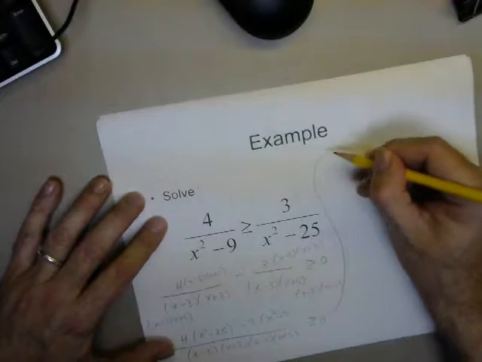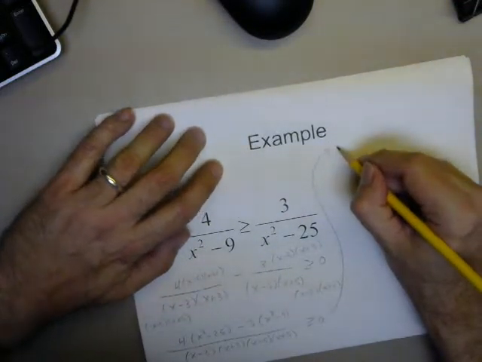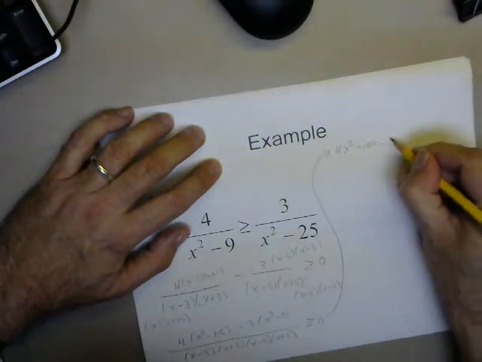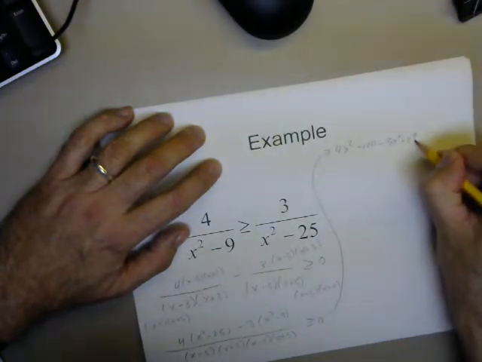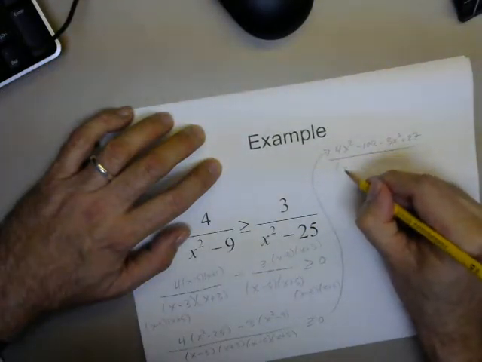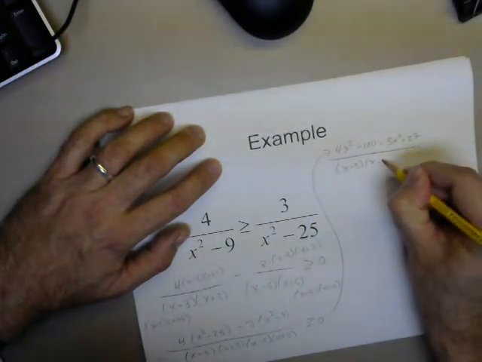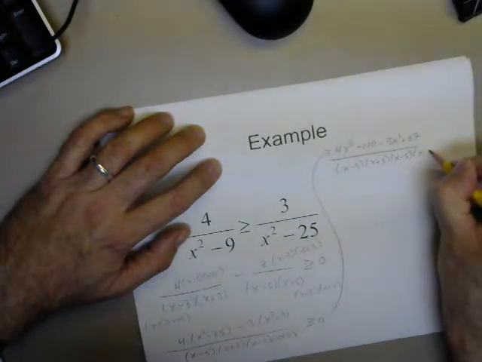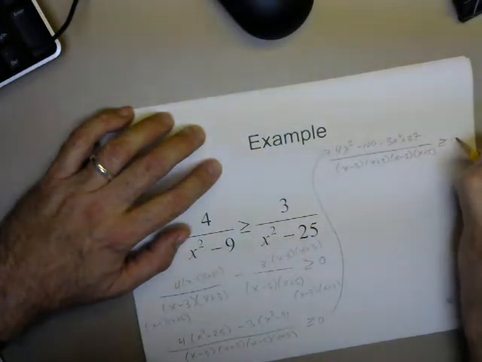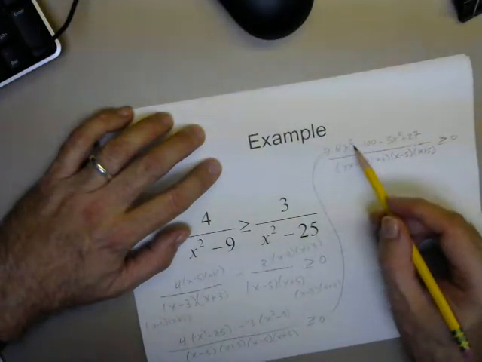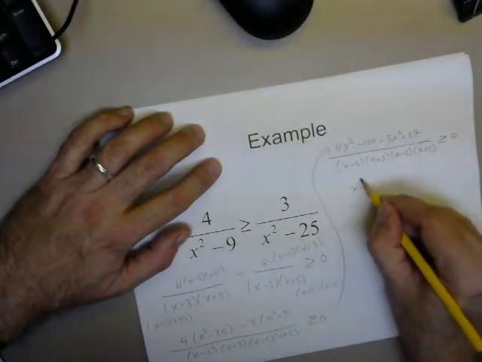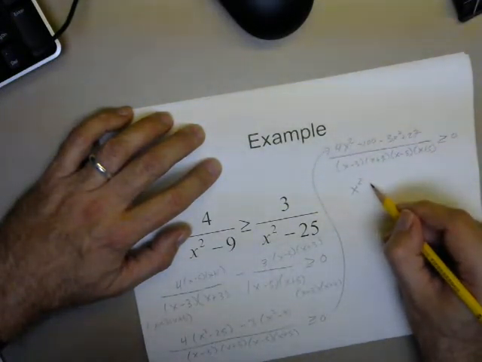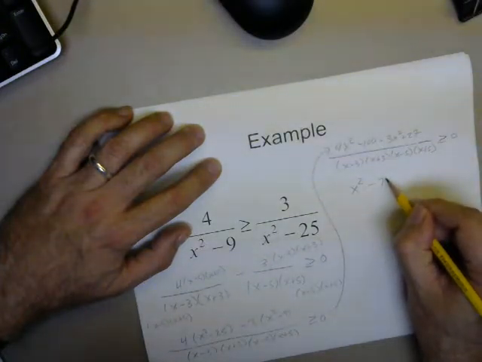And then go ahead and distribute the 4 through, right? So you'll get 4x squared minus 100 minus 3x squared plus 27 all over the common denominator. So these can take a while. I don't know if there's too many of these in the homework, but there might be a couple. And then just combine like terms. So 4x squared minus 3x squared will give you x squared, and then you'll get negative 100 plus 27, right, which will give you minus 73.